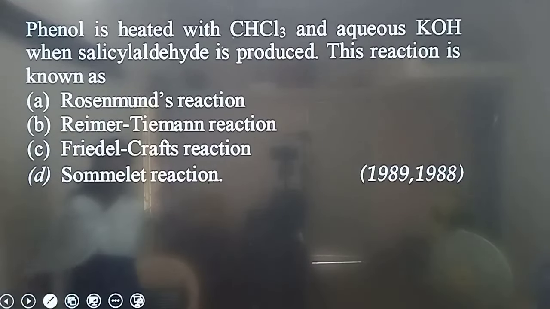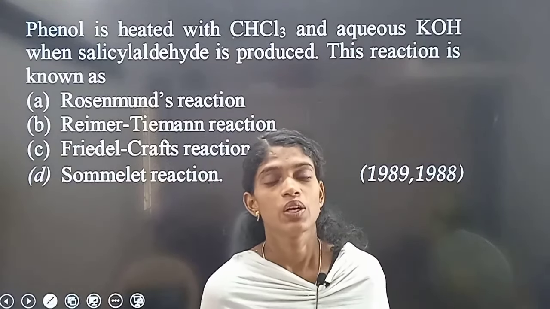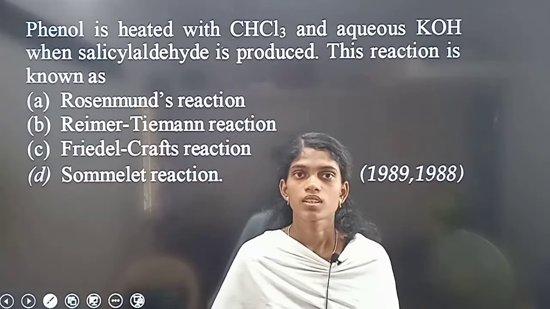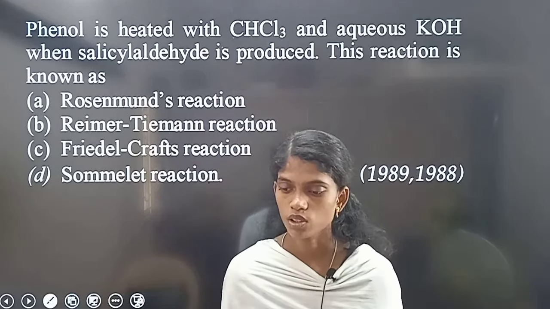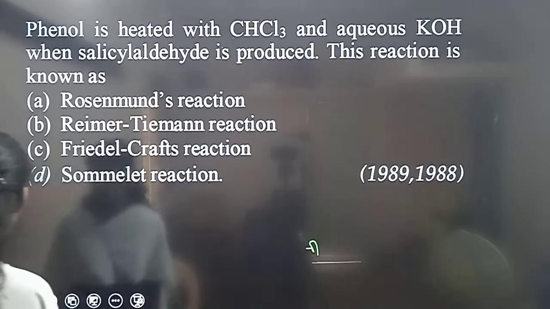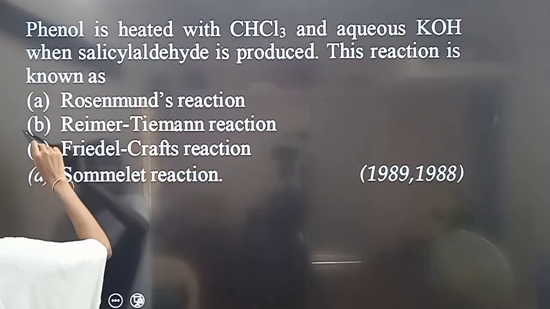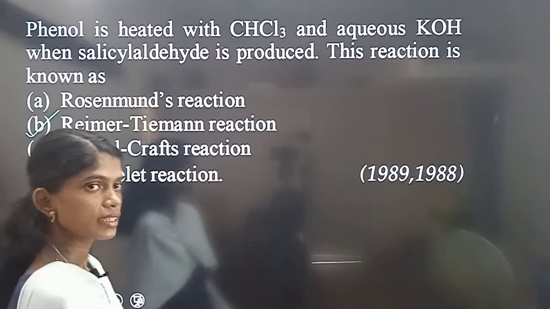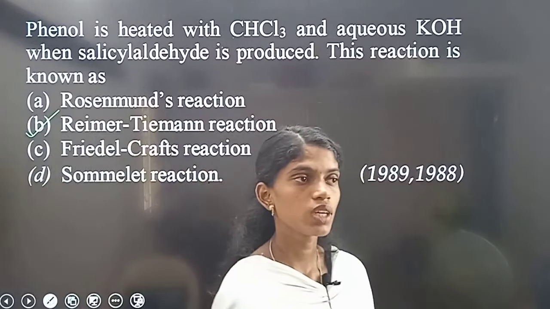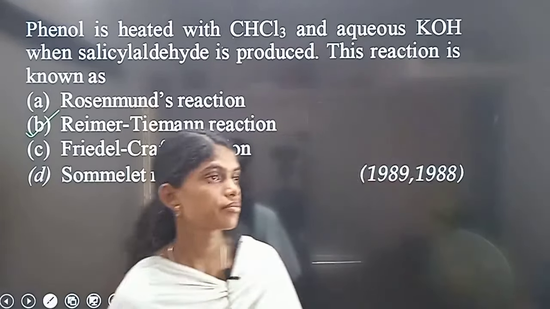Phenol is heated with CHCl3 and aqueous KOH, when salicylaldehyde is produced. The reaction is known as? Option A, Rosenmund reduction, not possible. Reimer-Tiemann, it is a Reimer-Tiemann reaction: reaction of phenol with chloroform in the presence of aqueous KOH.